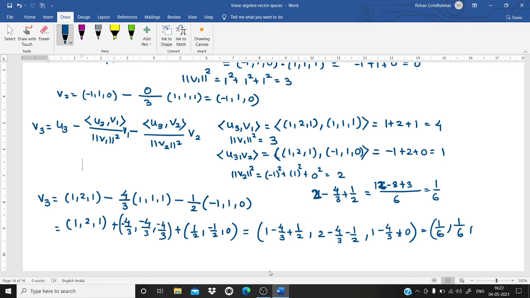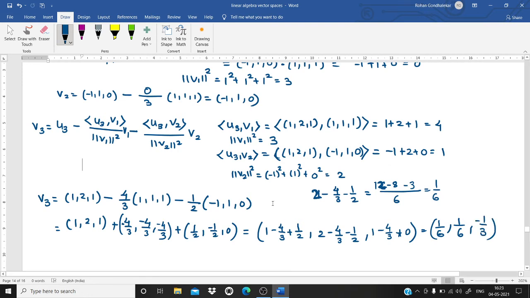But here it is minus 1 by 2. So go this way. And this is minus 3. Fine. So 12 minus 8 is 4. 4 minus 3 is 1. Again 1 by 6. 1 minus 4 by 3 is very simple. That is minus 1 by 3.